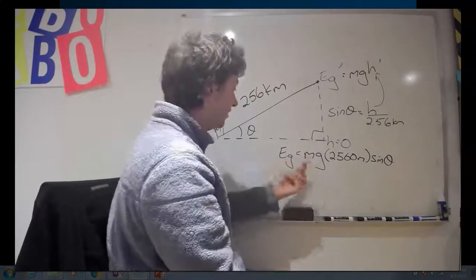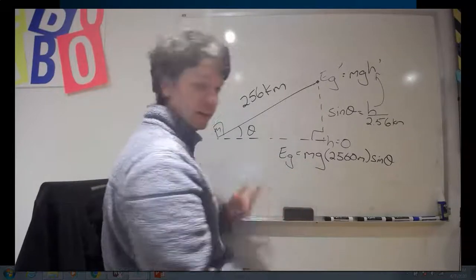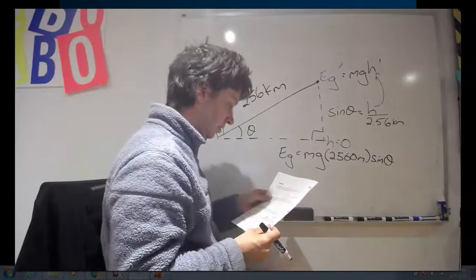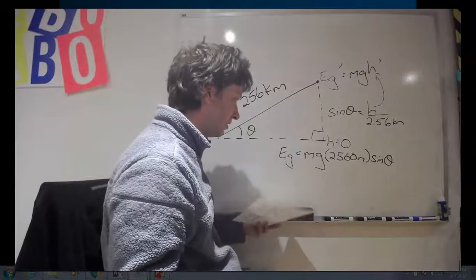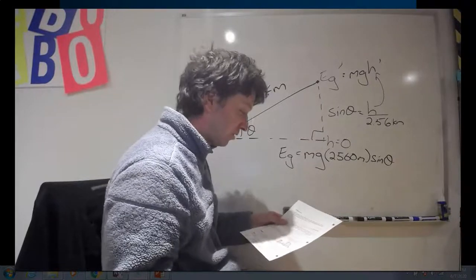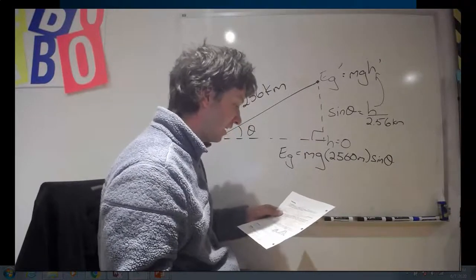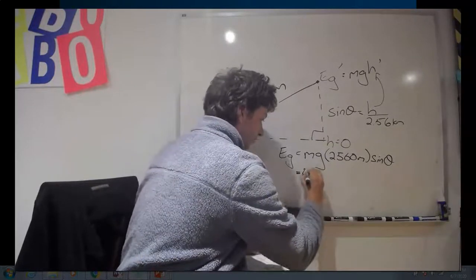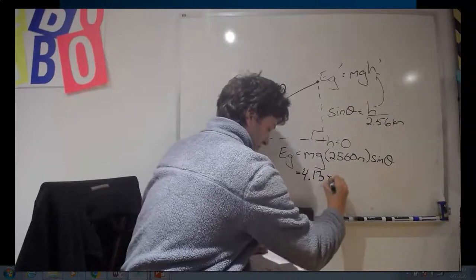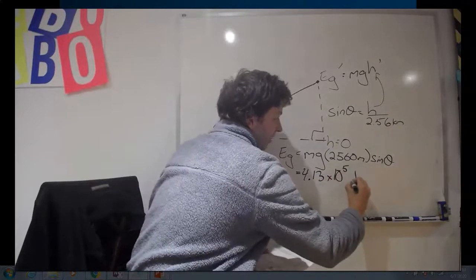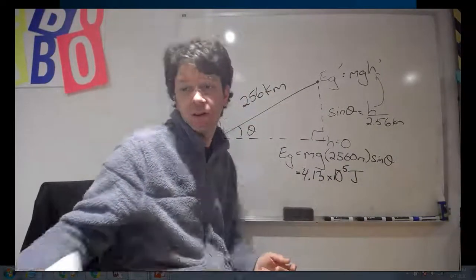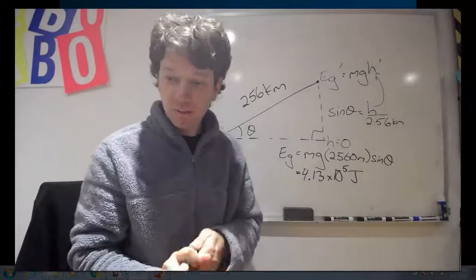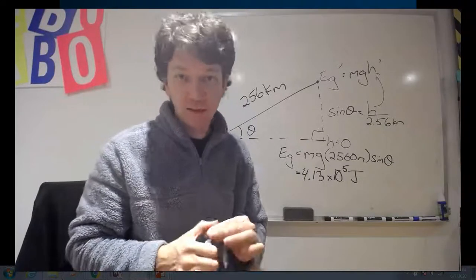All right, so now you just need to plug in your mass. I can't remember what that is. 68.5 kilograms, and you plug in gravity, 9.81 newtons per kilogram, and you can solve for the gravitational potential energy to be 4.13 times 10 to the power of 5 joules. Okay, not a bad problem to start. Let's move on.